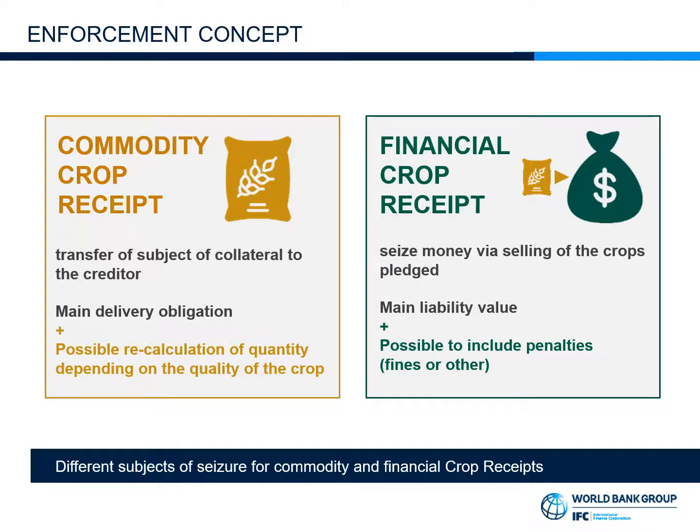Under the financial crop receipt, the farmer is obliged to pay. So, within financial crop receipt enforcement, the bailiff seizes the collateral, sells the crop and returns revenues to the creditor equal to the crop receipt value. Notary writs on the financial crop receipts also allow to enforce penalties.